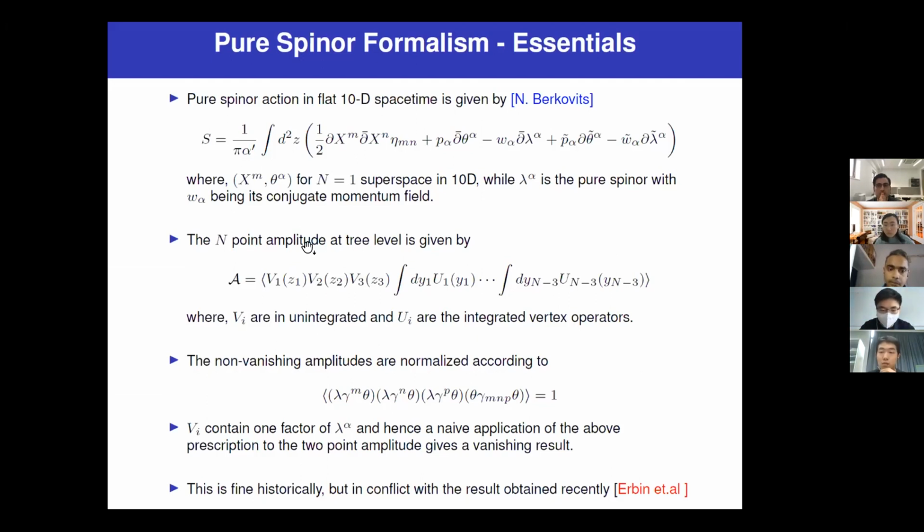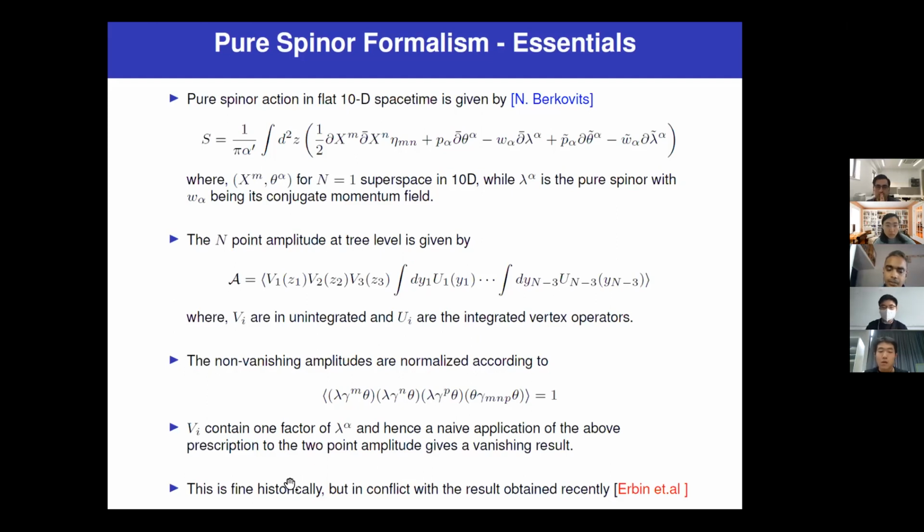The amplitude prescription for n-point strings is given at tree level by this expression, which involves 3 unintegrated vertex operators Vi and n-3 integrated vertex operators U. Any non-vanishing correlator contains 3 lambdas and 5 thetas, and this is the only non-zero correlator. Now, the unintegrated vertex operators Vi contain just one lambda, and hence a naive application of this prescription for 2 points will give zero results.